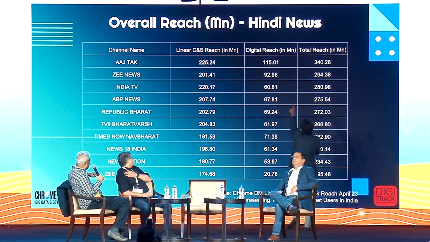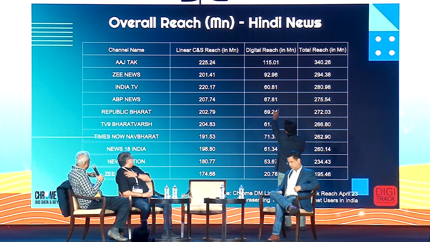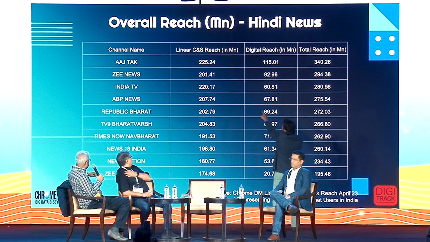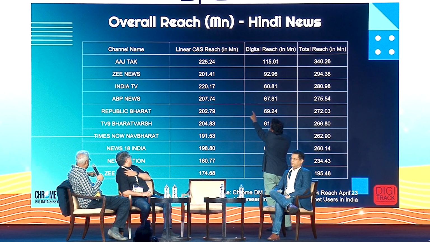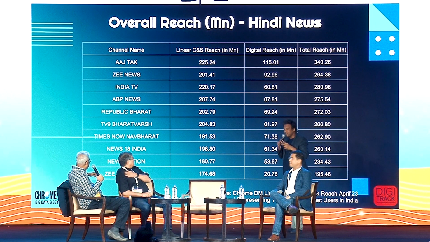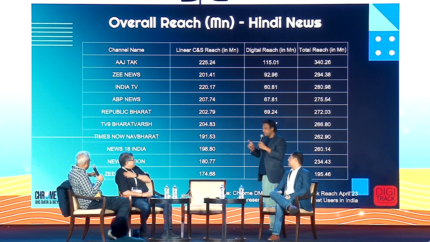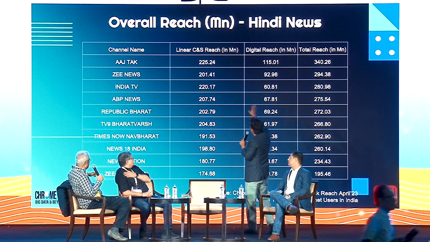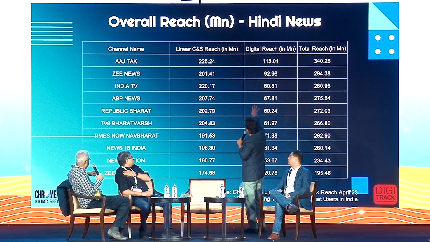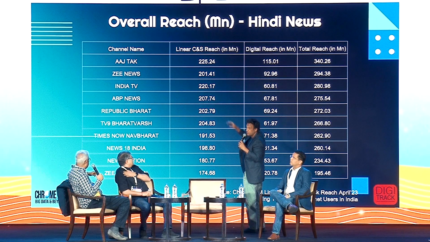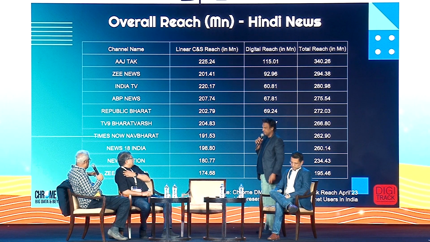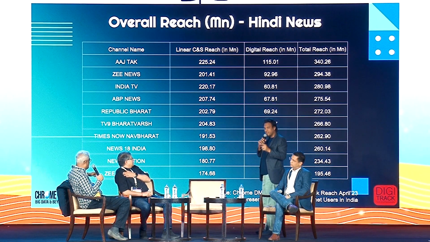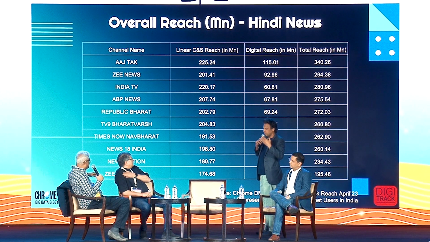The total digital reach is about 115 million. Looking at Aajtak, cable and satellite comes to about 225 million. So the incremental reach, Rajdeep, which is digital over linear, is 115 divided by 225, which is above 50%. So linear content continues to be consumed, moving from cable and satellite transmission to digital transmission.